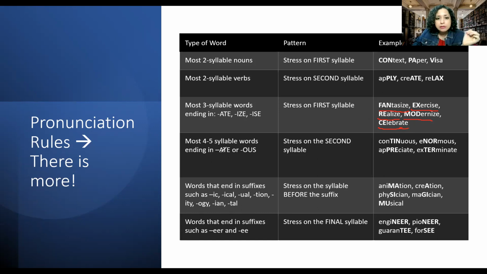And what about most 4 or 5-syllable words? Those that are bigger words, but they end in -ate or -ous, they stress on the second syllable. You need to remember this. Like continuous.